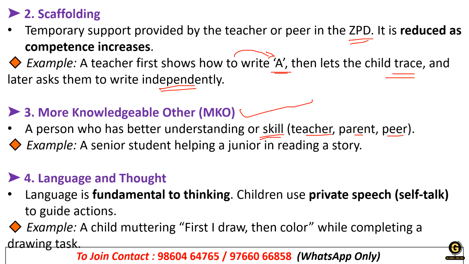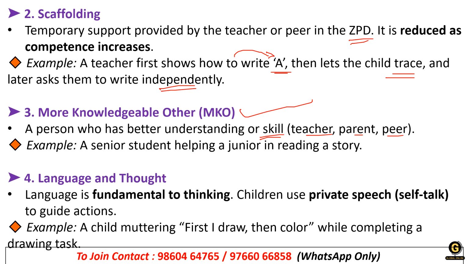Through what? Through the ZPD, the zone of proximal development, by offering appropriate support. Clear? Then learning becomes social and collaborative with other people, right? As MKO. So there will be a chance for the student to correct themselves. If an error occurs, they can correct it with the help of others. Clear? The presence of the more knowledgeable person in front of the student will accelerate the cognitive development. So for example, a senior student helping a junior in reading a story.